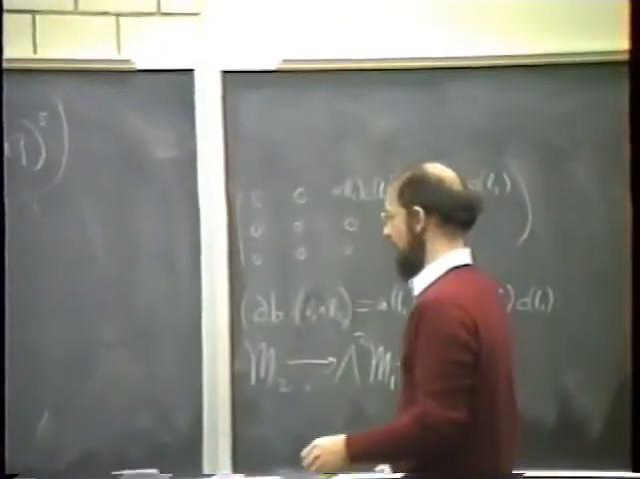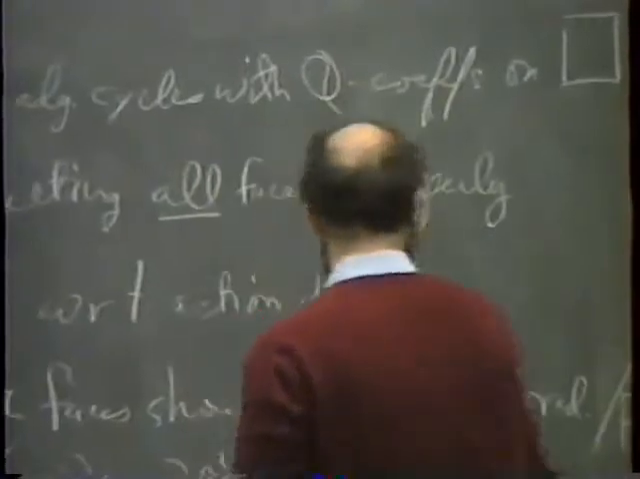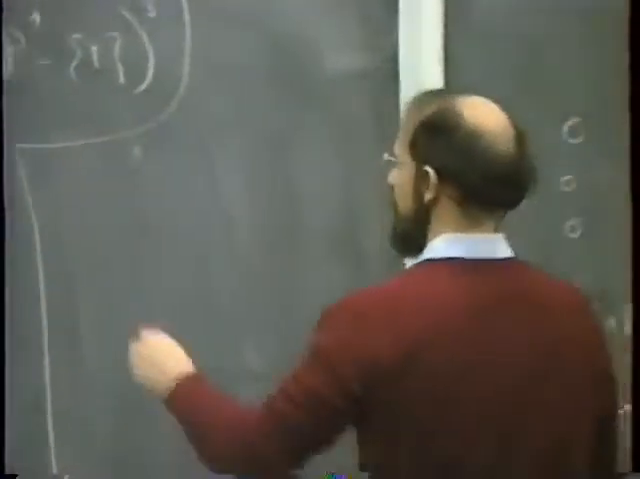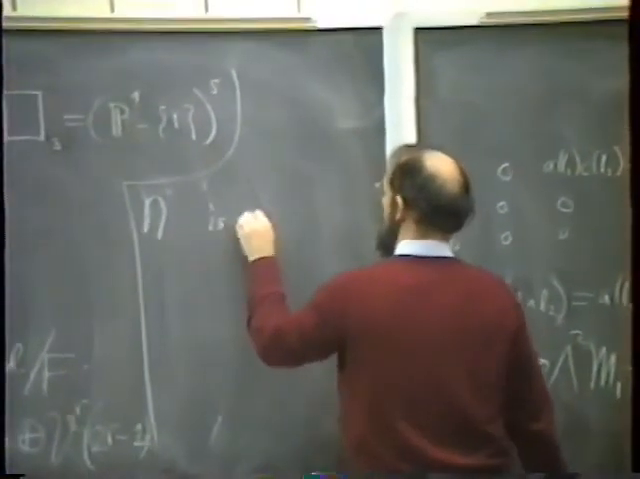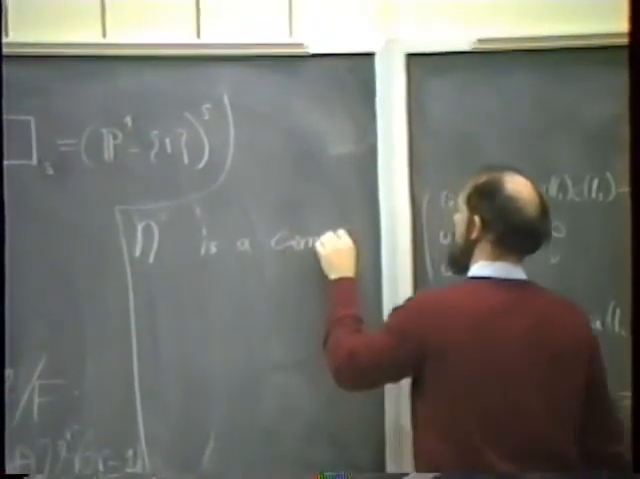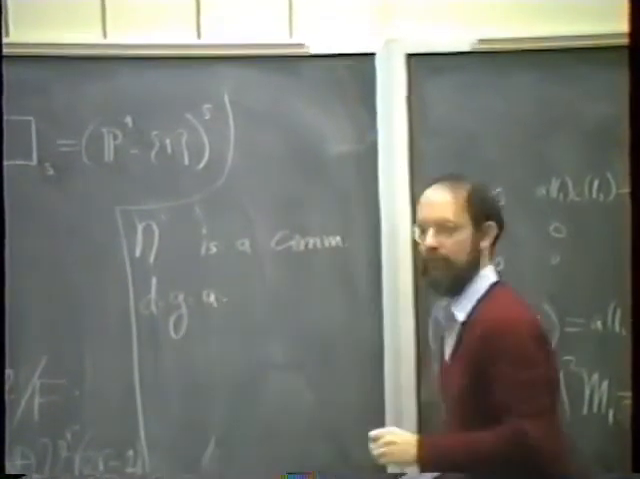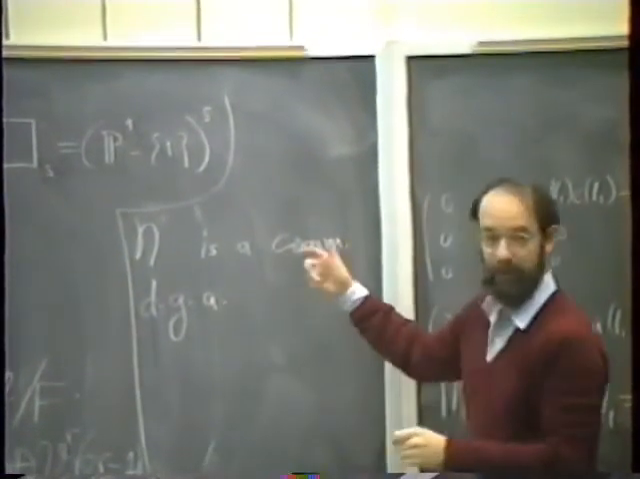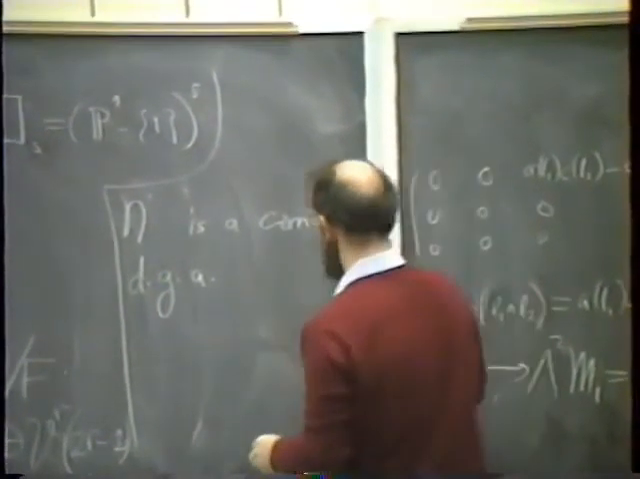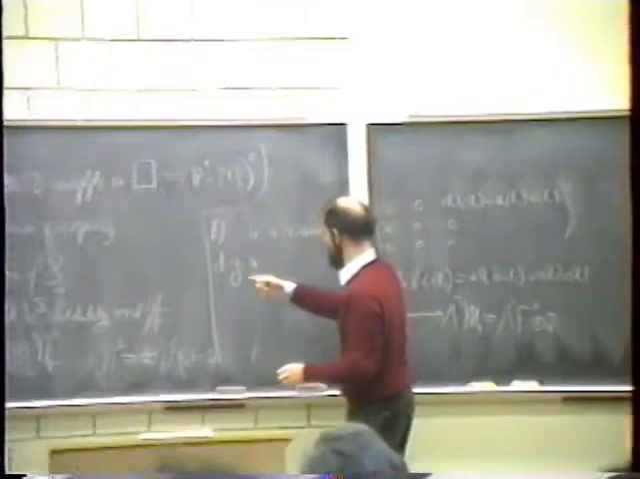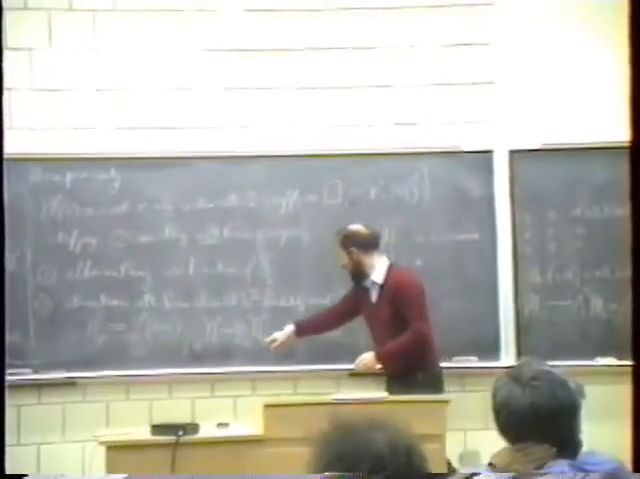Yeah. Well, what I want to claim, first remark, is that this N dot now, N dot is a commutative differential graded algebra. Commutative means in the sign sense. And in fact, it is a graded commutative differential graded algebra, because each N^i is itself graded.